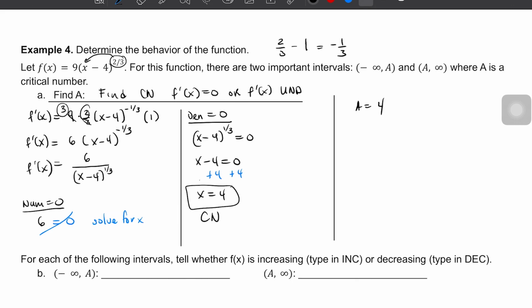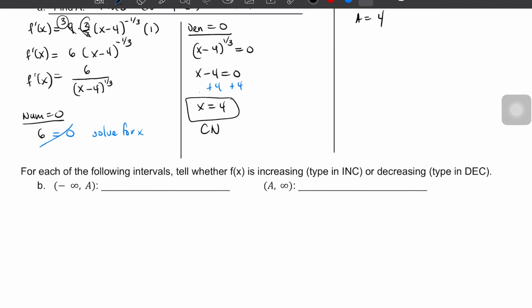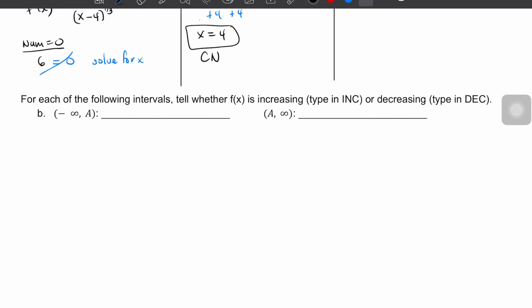All right, so let's move on to part B. Part B is asking us to find the interval whenever the function is increasing or decreasing. So we already know what to do for that. What we need to do is create a number line.